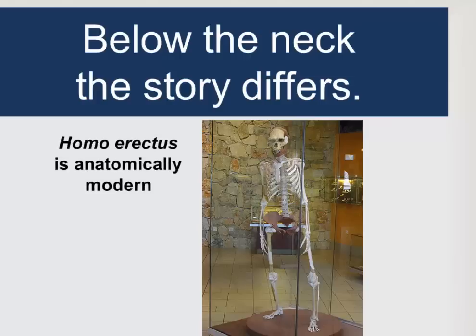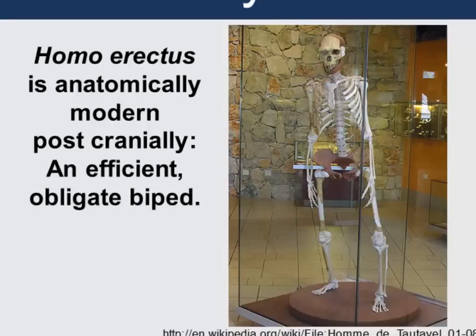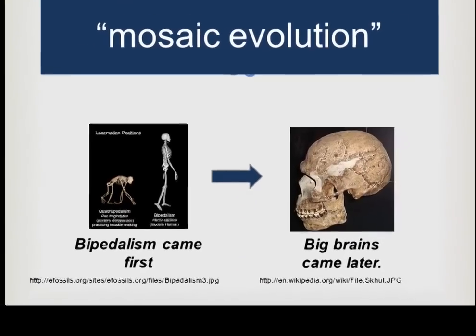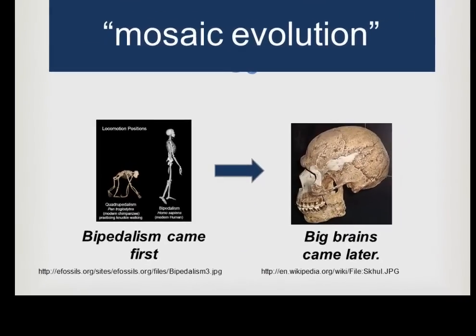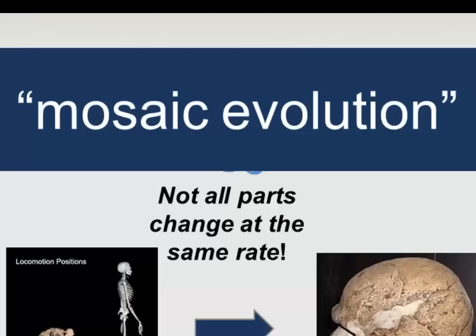Now, if we go below the neck, it's a little different because Homo erectus is anatomically modern in terms of its postcranial skeleton. So Homo erectus was an efficient obligate biped and probably ran about as efficiently as we can. And if you want to learn more about this sort of stuff, then you want to take Anth 101, Introduction to Biological Anthropology. One of the points we can draw from that example is that evolution is usually mosaic, so that different features evolve at different times, and not all of our anatomy, and likely not all of our behavior, has changed at the same time, or for the same reasons.